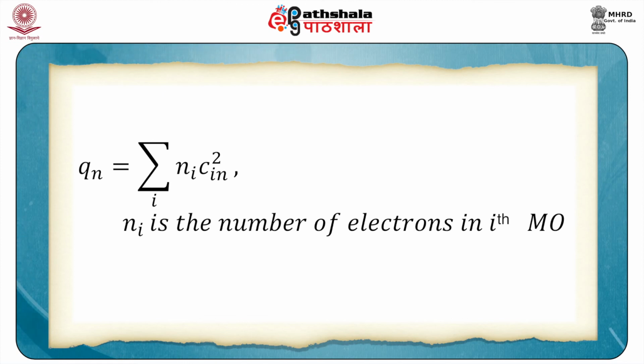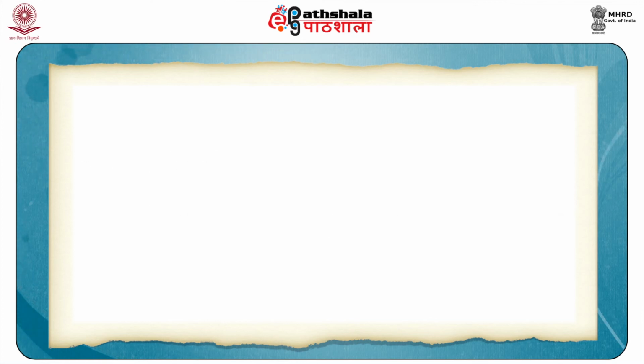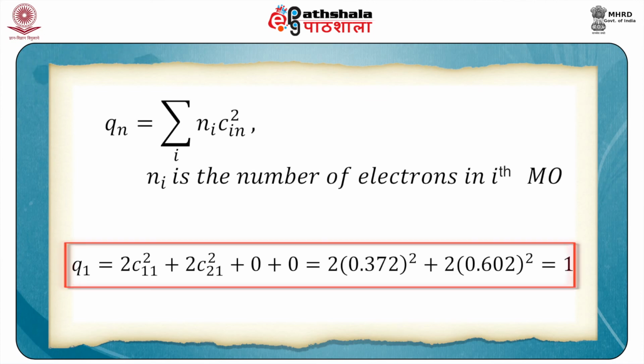Now using this expression, one can find out the total pi electronic charge on carbon atom 1, that means Q1. And you can see here that Q1 will be equal to 2.